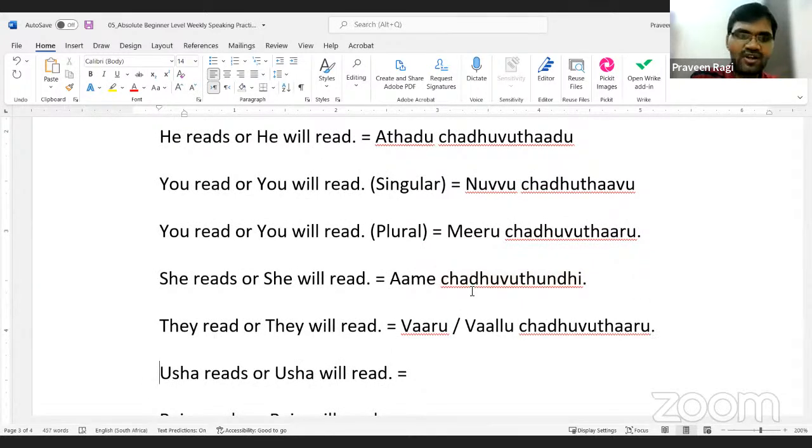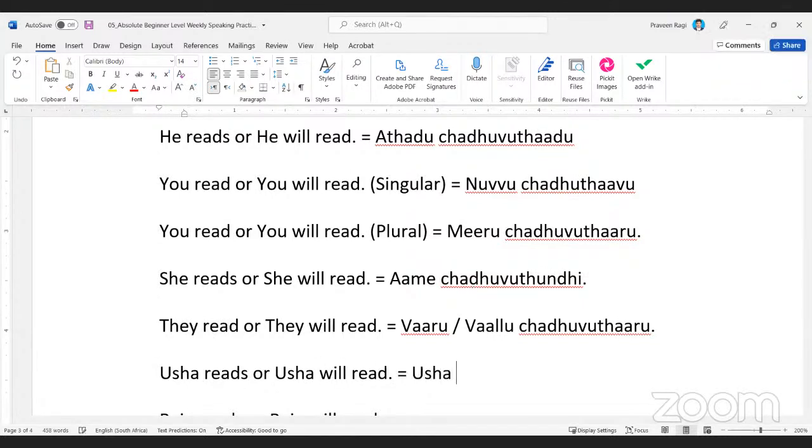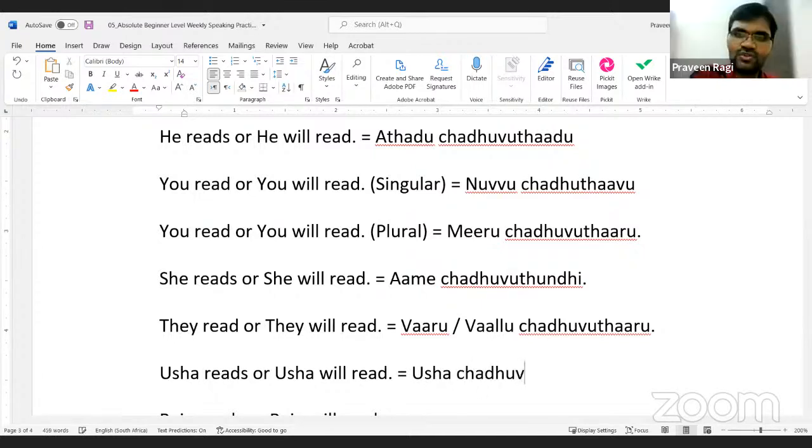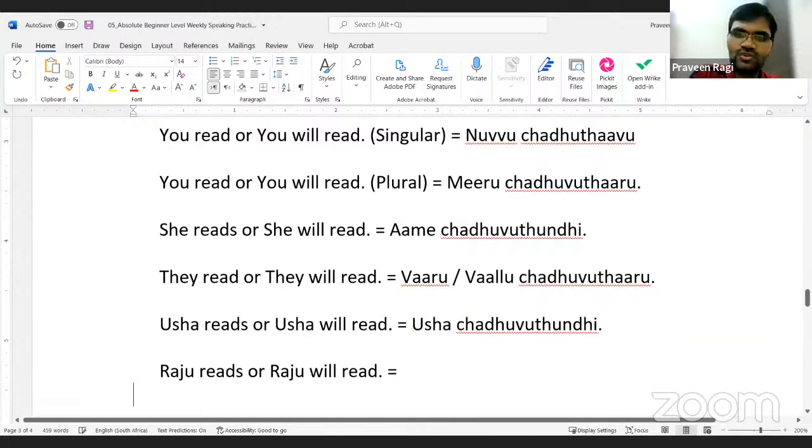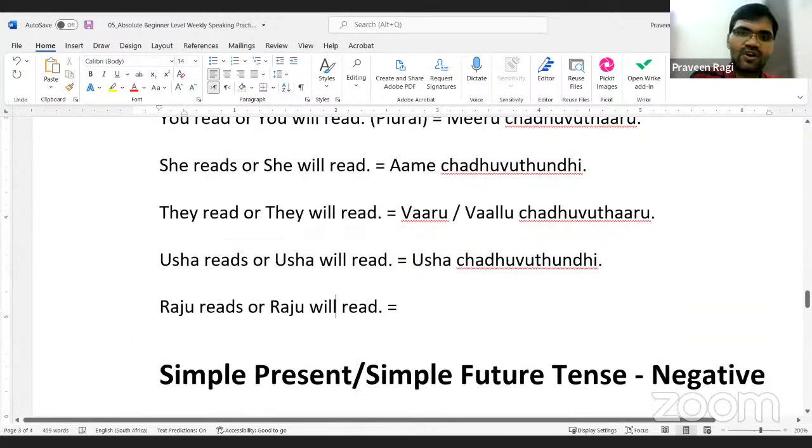Next one, Usha reads or Usha will read. Usha chaduvutundi. Yes, correct, Andy. Chaduvutundi. Raju reads or will read.